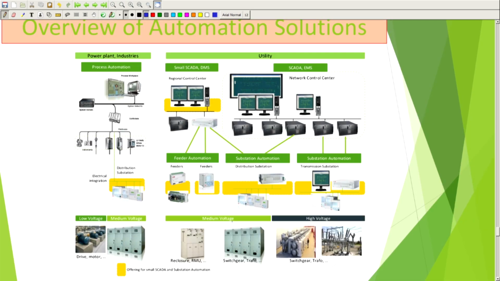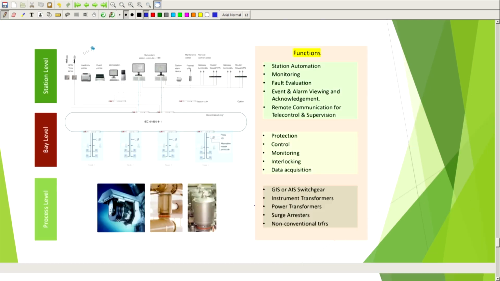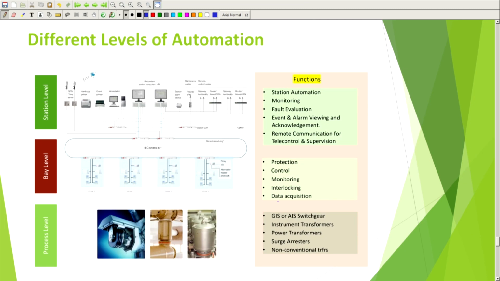So, an overview of automation solutions, because automation will help to control in a better way. This is how a typical SCADA based automation system looks. There are feeder automation, substation automation, and control centers like regional load dispatch centers, RLDCs, state load dispatch centers, and national load dispatch centers. All of them are interconnected such that the entire grid is monitored and controlled in a better manner.